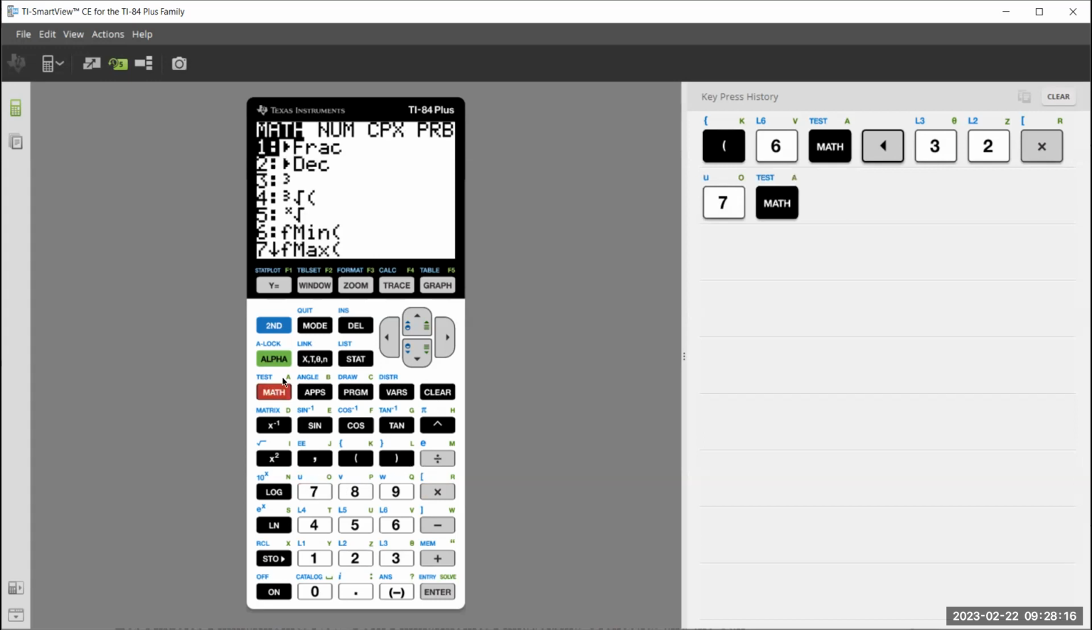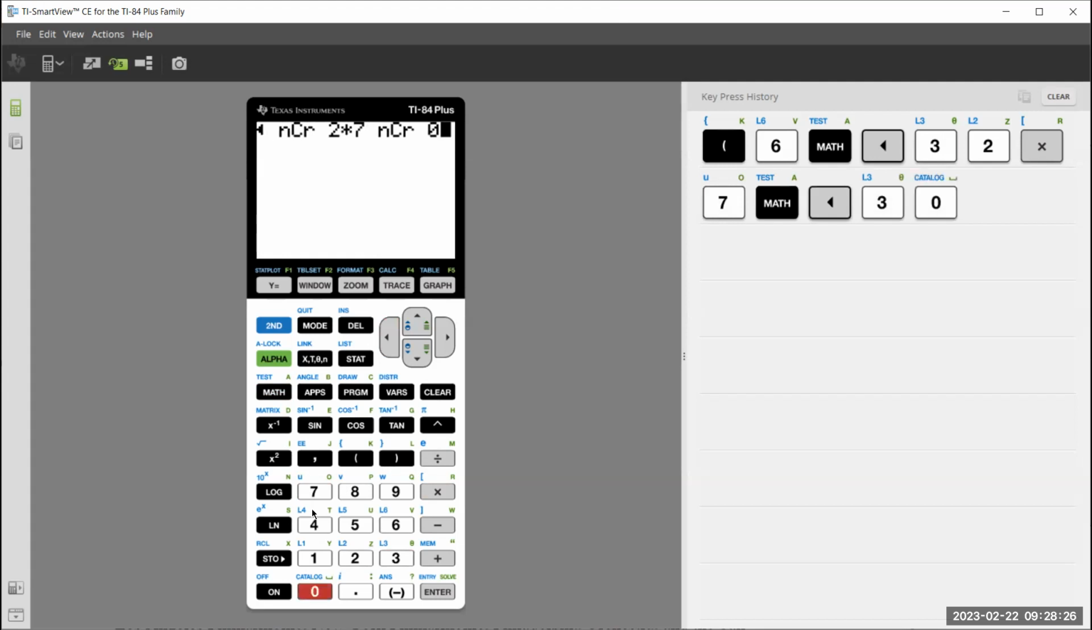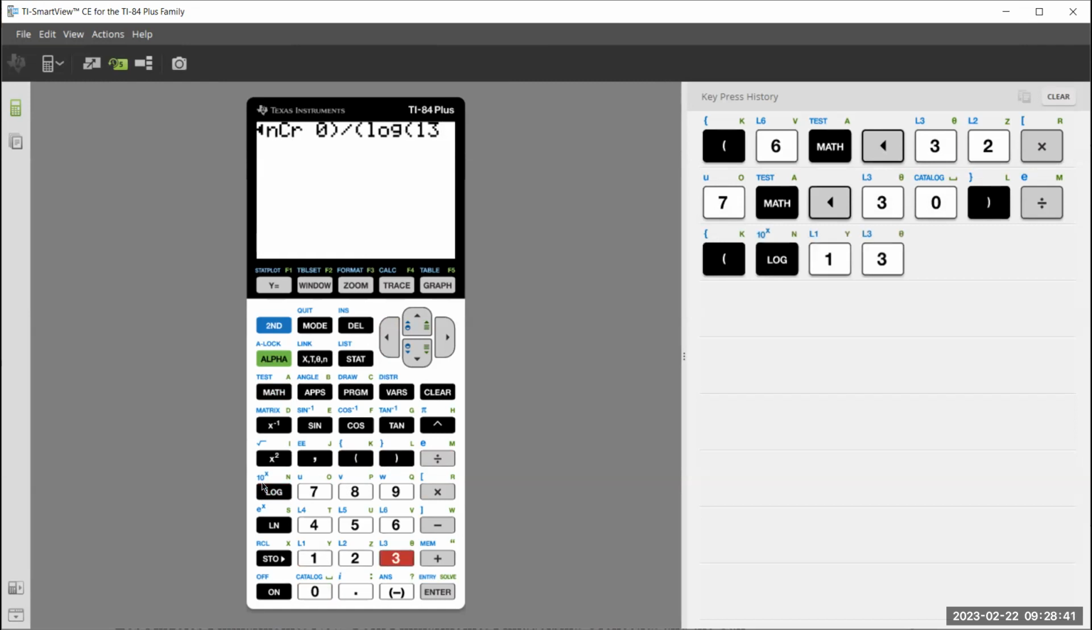So math, probability, nCr, which is number 3: 6 choose 7, choose none. We're going to close a parenthesis. We're going to divide that by open parenthesis 13, because remember there's a total of 13. Whoops. Not the logarithm. That was a mistake.